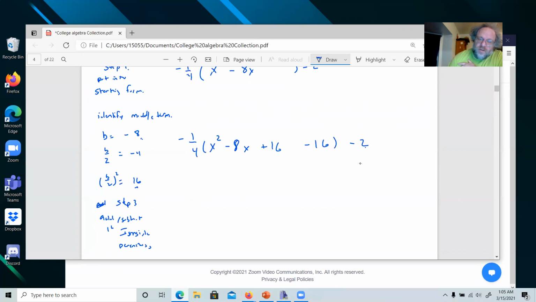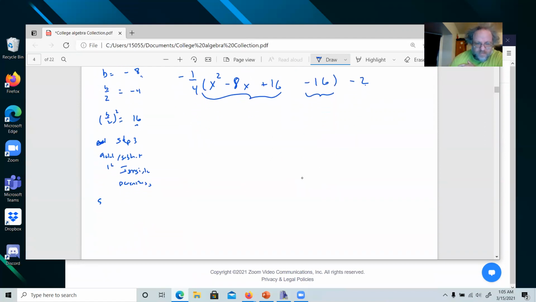All right, so we're going to group these up. So step 4 is actually complete the square. We're factoring. So we have -1/4 times x squared minus 8x plus 16. Can you factor that? I know you can. X minus 4 squared. Look at that. There's a -4 right there with my b over 2. It's the same -4. And then we've got a -16 sitting here, and -2.